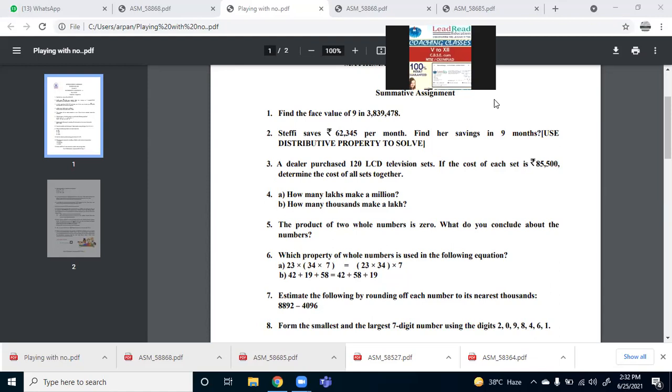Okay, I'm sharing. Okay, so let's move to question number 5. Tanmay, are you able to understand question number 4? Can we proceed to 5? Ma'am, I am sending the fifth answer. So let's move to question number 5. The product of two whole numbers is 0. What do you conclude about the number? I got the answer here and that is correct. Let everyone put the answer in the chat box.